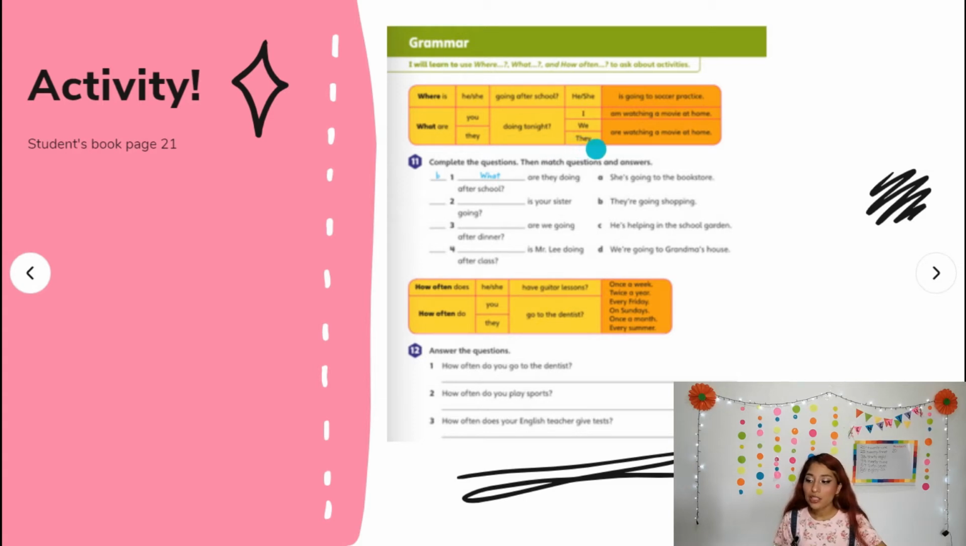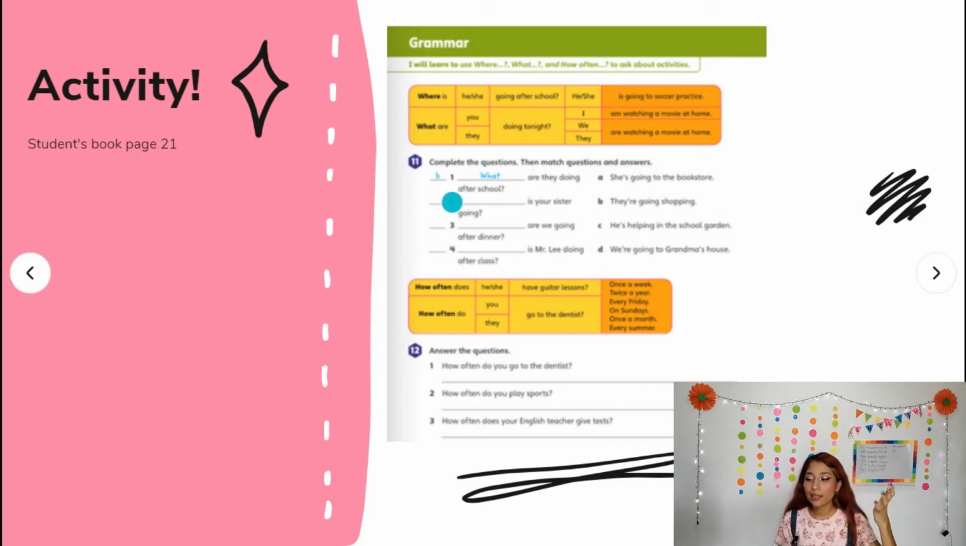They are watching a movie at home. That's it. So, activity 11 says, complete the questions, then match questions and answers. The first thing that we are going to do in this activity is to complete the questions by using what, where, and how often, okay? You only have 3 options.